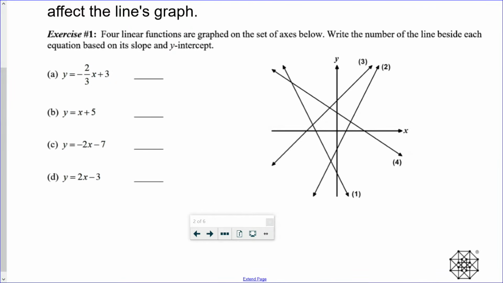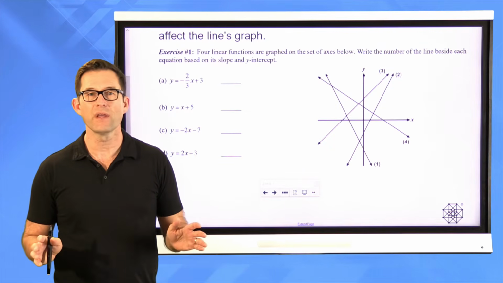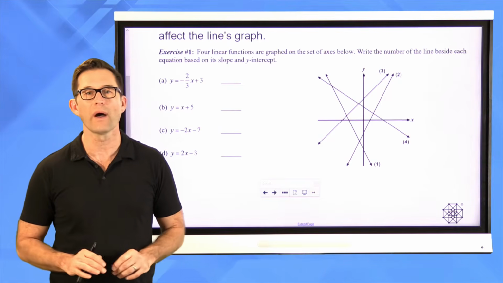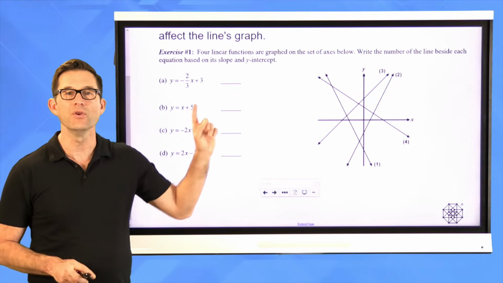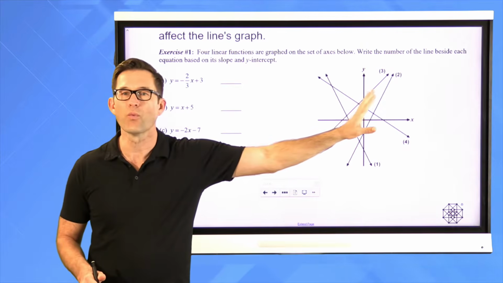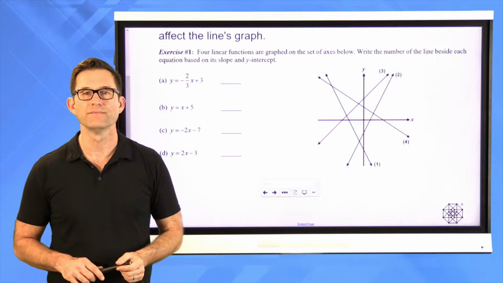Four linear functions are graphed on the set of axes below. Write the number of the line beside each equation based on its slope and its y-intercept. Okay, this is kind of cool, right? I want you to pause the video now and, without using your graphing calculator, just using your knowledge about slope and y-intercept, I want to see if you can figure out which equation goes with which line. Pause the video now and see what you can figure out.